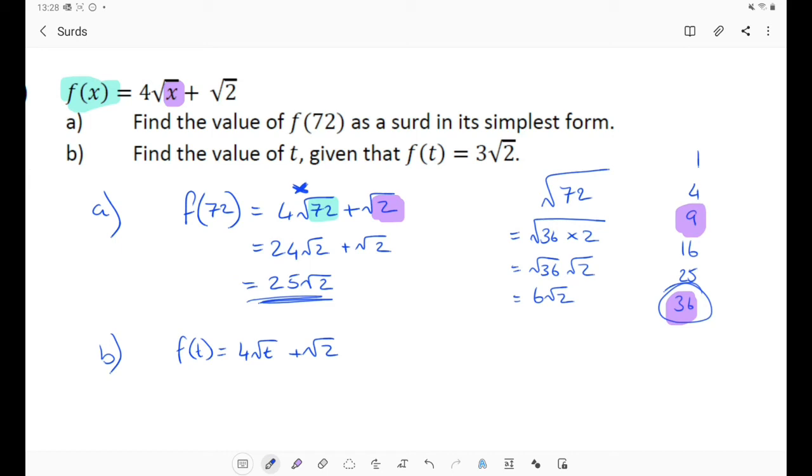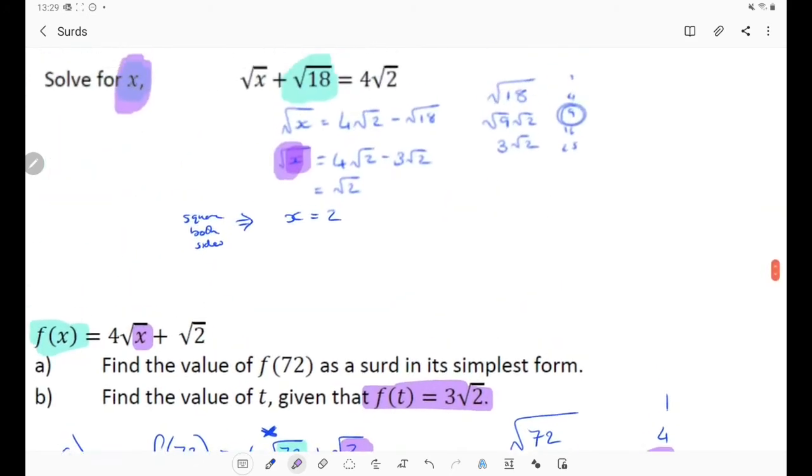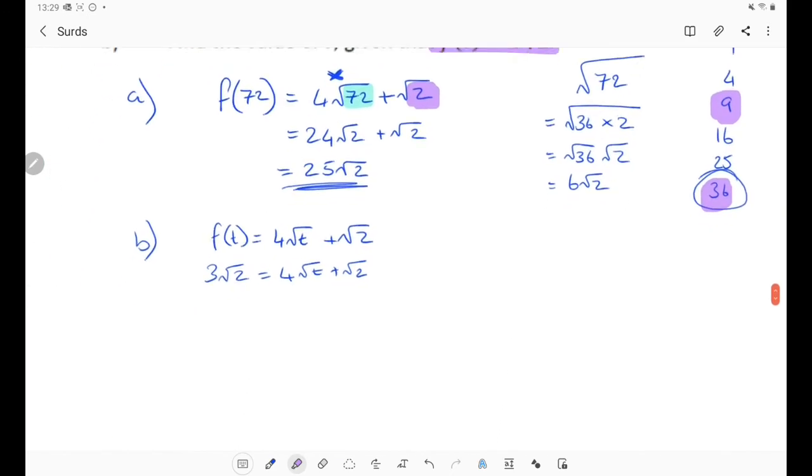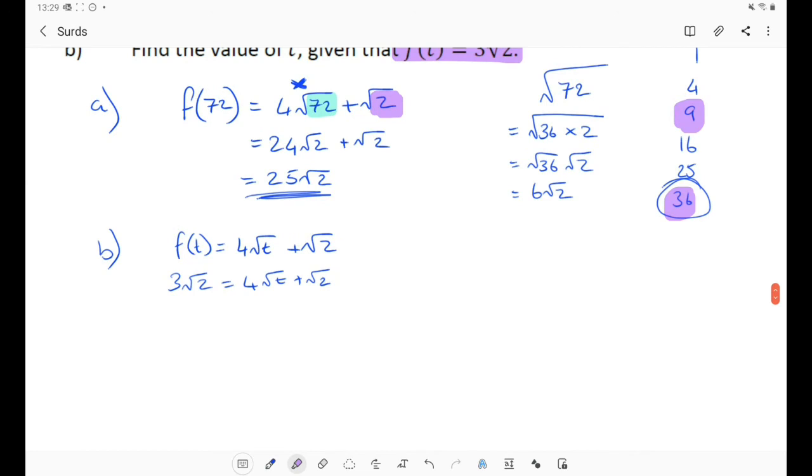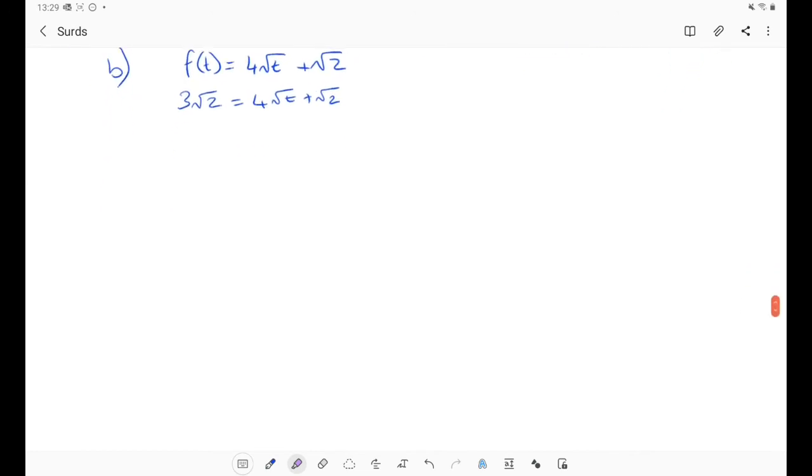However, instead of being told the value of t that goes in, you've been told the value of f of t that comes out. So I substitute 3 root 2 instead of f of t, and I've created an equation I can solve. Now this question is nearly identical to what we did up here, and I'm going to leave you to try it yourself because it's a very valuable thing to practice.